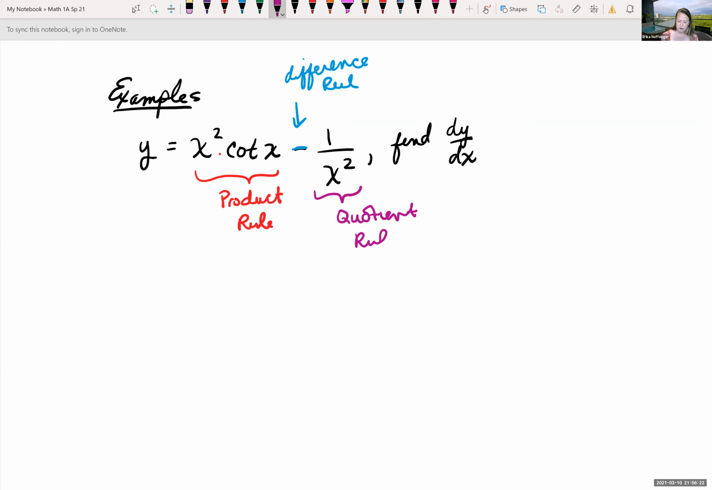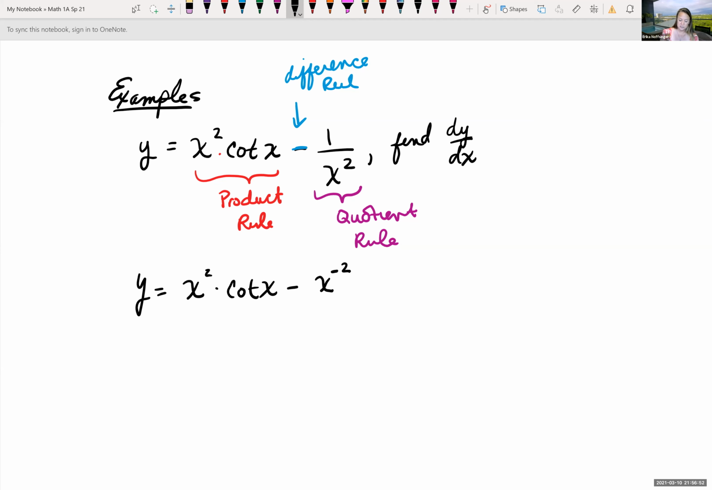So I think the general power rule, if I can use that, is a lot faster to me than the quotient rule. So I might start by rewriting this a little bit. So we have y is equal to x squared times cotangent of x minus, so let's rewrite 1 over x squared using the rules of exponents. We can bring that x squared up into the numerator, changing the sign of the exponent. So this is minus x to the negative 2.